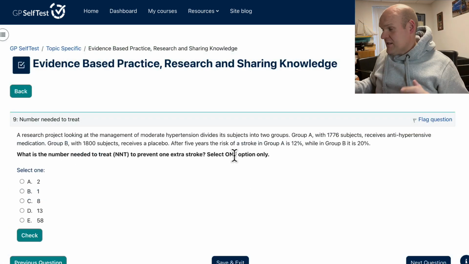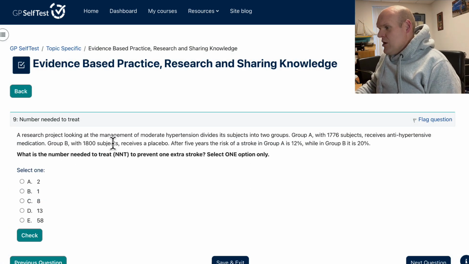Right. So let's have a look at this. Numbers needed to treat. Research group was looking at management of moderate hypertension, divides its subjects into two groups. Group A with 1,700 receives antihypertensives. Group B with 1,800 subjects receives a placebo. After 5 years, the risk of stroke in Group A is 12%, whilst in Group B it's 20%.